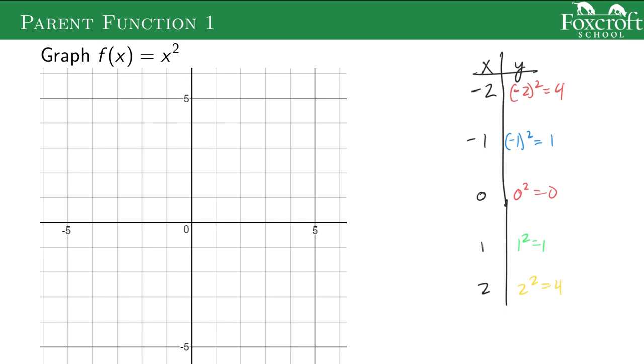So putting all that together, (-2, 4) is on my graph. (-1, 1) is on my graph. (0, 0), (1, 1), and (2, 4). Right, so these are the points.